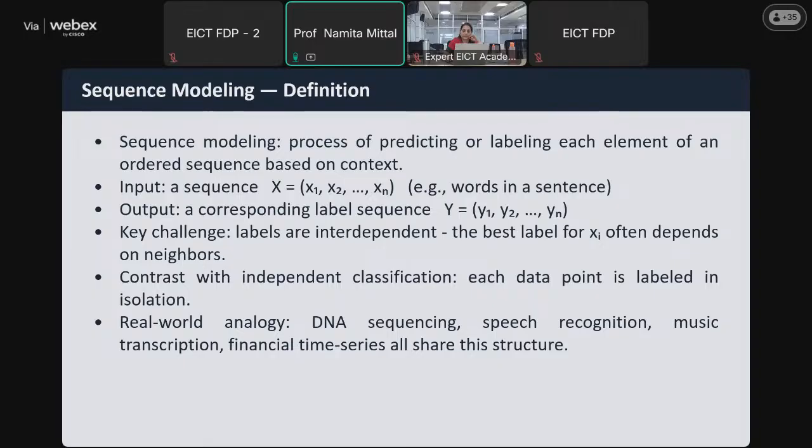Contrast this with independent classification, where each data point is labeled in isolation. Isolation means they are not dependent on each other. In the naive Bayes classifier, we assume that x1, x2, x3 are independent of each other. In real life that is not possible, but somehow the naive Bayes classifier is so simple, and it works for many applications. It is based on probability. But in real life, we don't find such cases. For example, if I say win, prize, lottery, they are words leading to spam, right? But the naive Bayes classifier says win, prize, lottery are independent of each other. So for some cases, it's not possible.